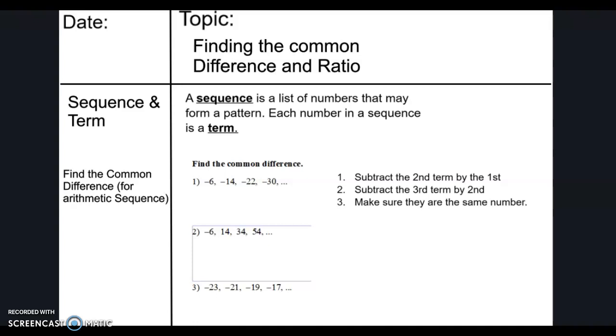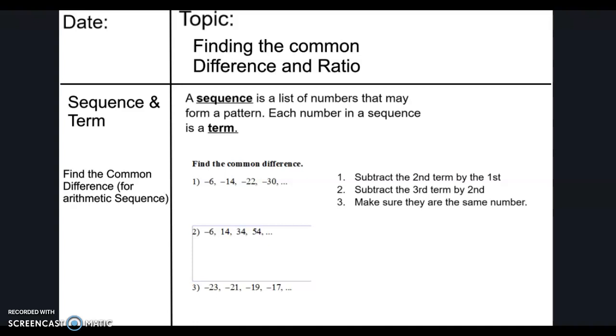Finding the common difference and ratio. So I want to go over some terms real quick. First, you find the common difference and ratio in something called a sequence. A sequence is a list of numbers that may form a pattern. Each number in the sequence is a term. So the first term is the first number, the second term is the second number, and so on.